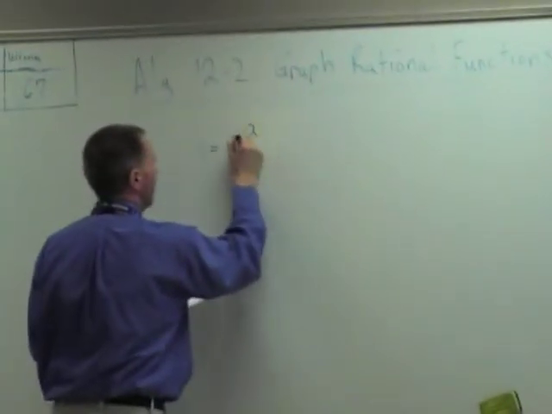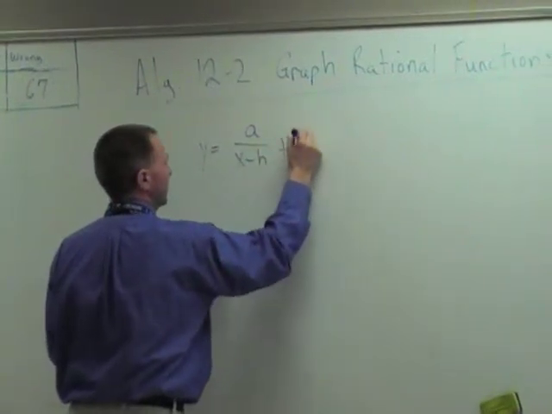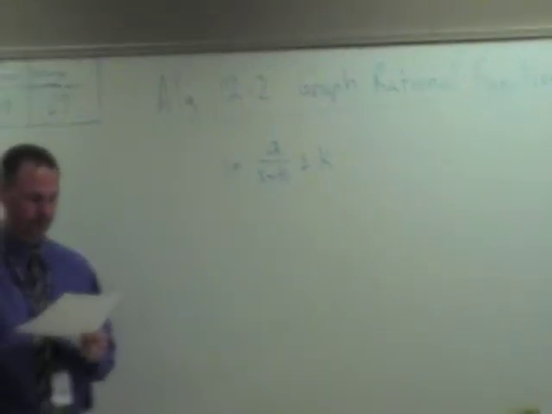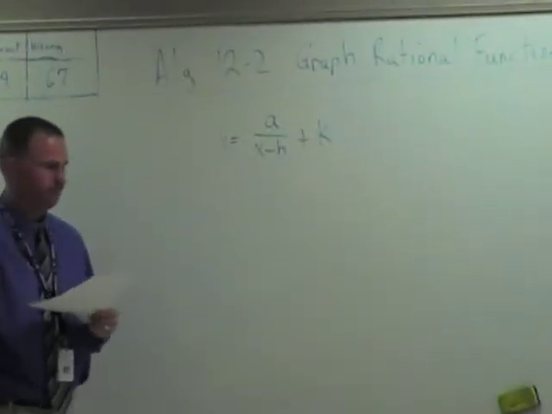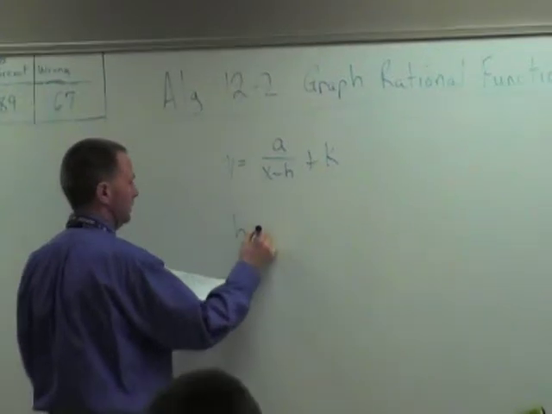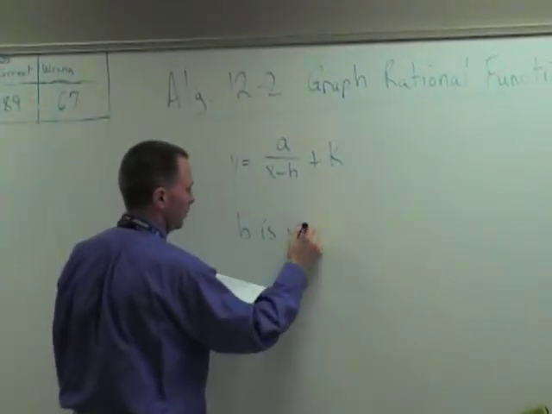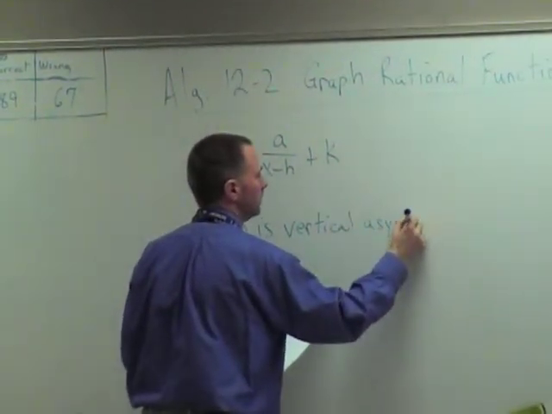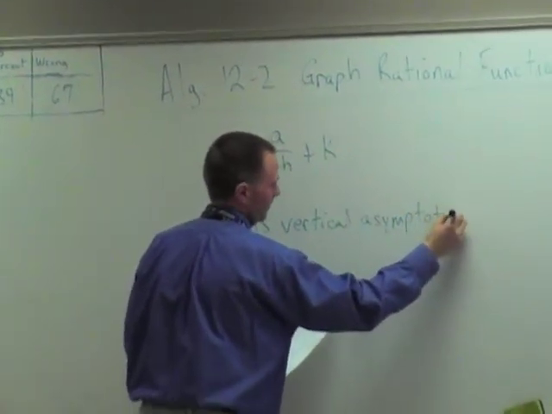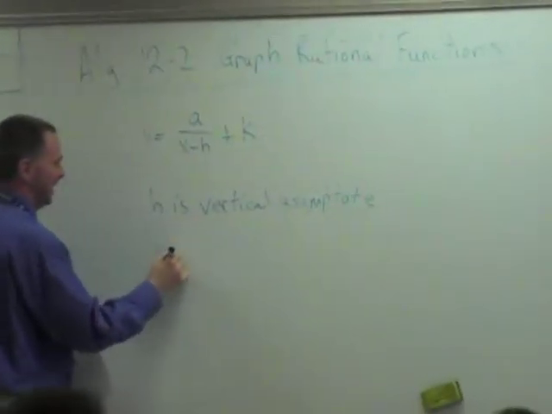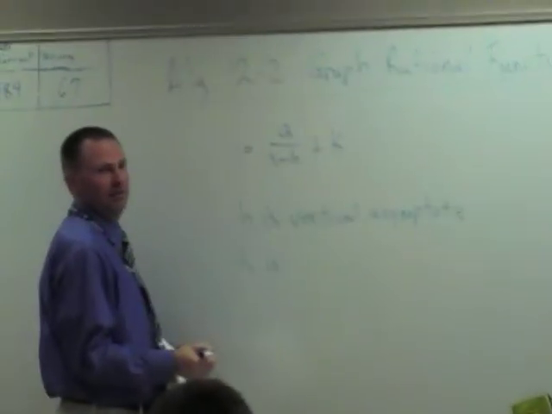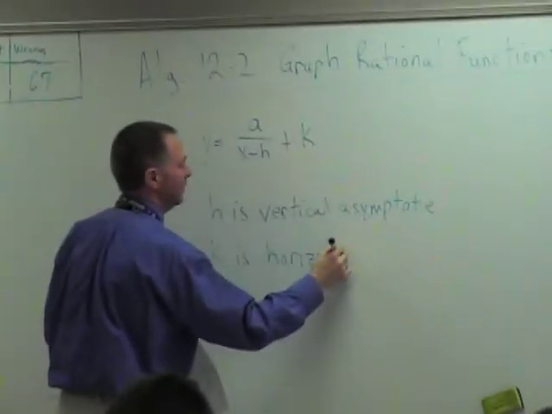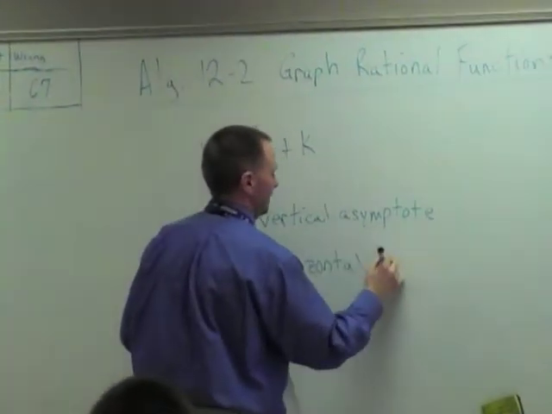So y equals a over x minus h, plus k. H is the vertical asymptote. K is the horizontal asymptote.